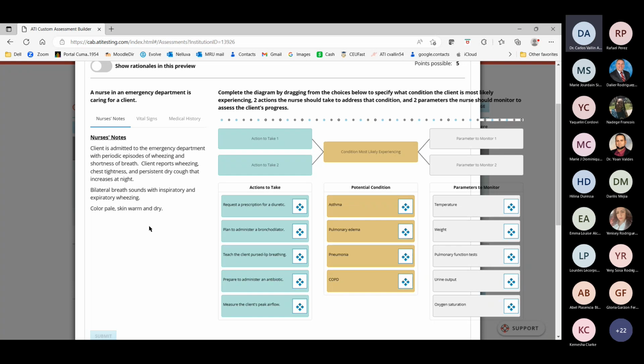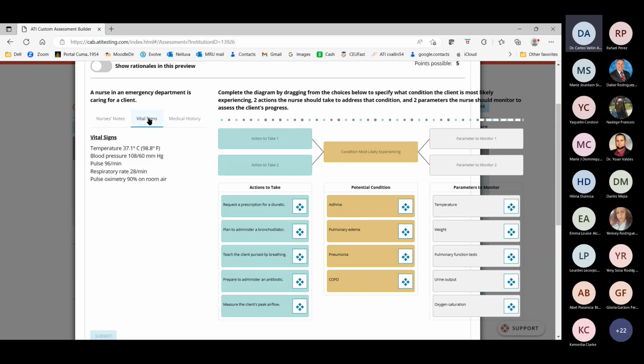A nurse in an emergency department is caring for a client. Client is admitted to the emergency department with periodic episodes of wheezing and shortness of breath. Client reports wheezing, chest tightness, and persistent dry cough that increases at night. It sounds like asthma, no? Bilateral breath sounds with inspiratory and expiratory wheezing. Color pale, skin warm and dry. Until now, it sounds like asthma. Yeah, one of the diagnoses is asthma.